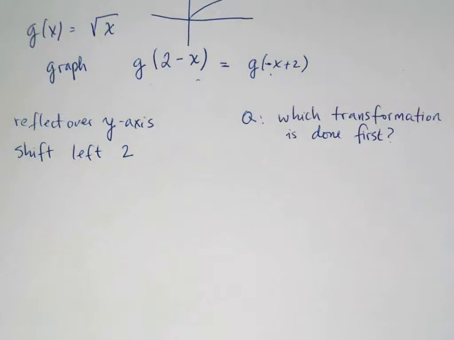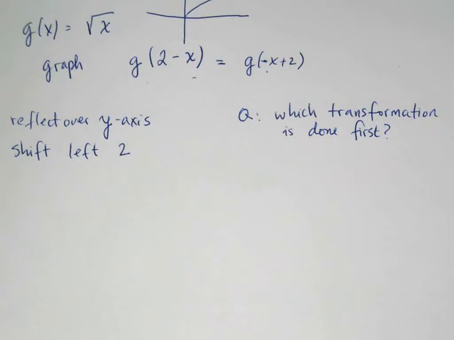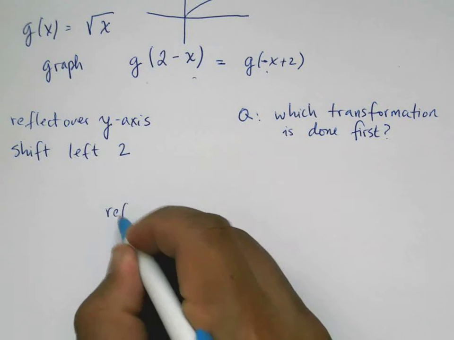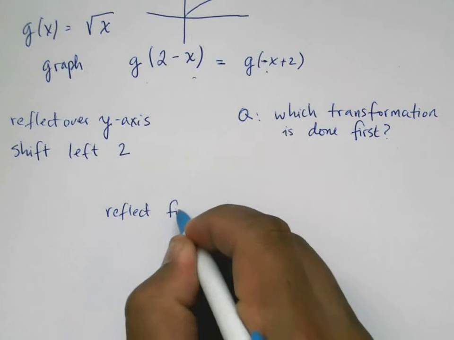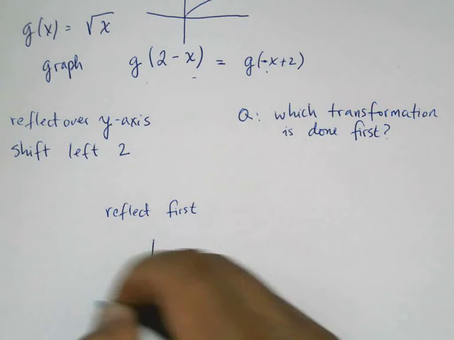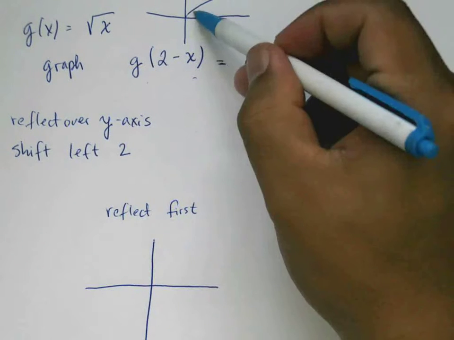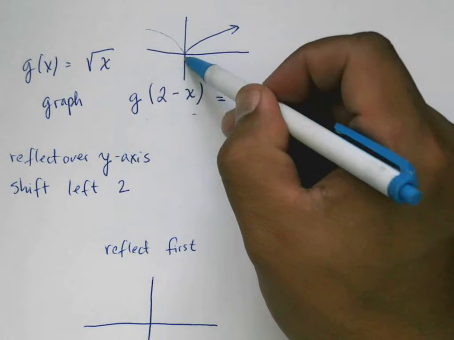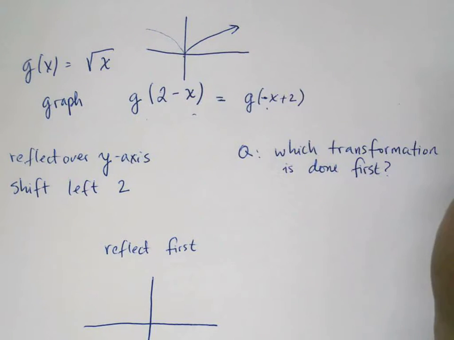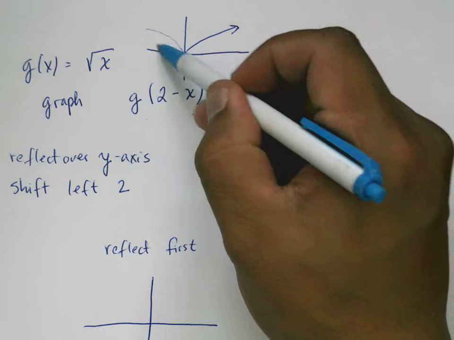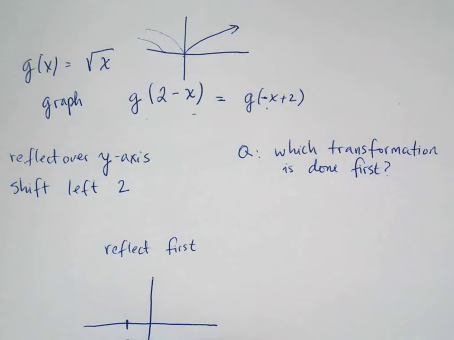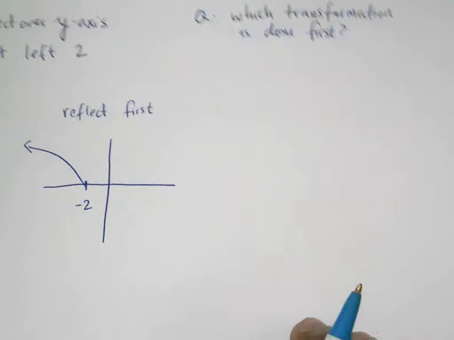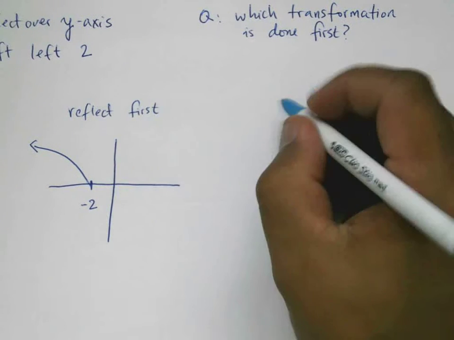So let's look at the two examples. What if we reflect first? If we take the original picture and we reflect it over the y-axis first, it would look something like that. And then we shifted 2 to the left, then it would look something like this. So this would be a negative 2, and it will go in this direction. Sorry, writing off the screen there. And then what if we were to shift first?